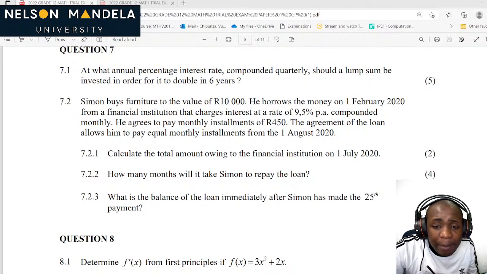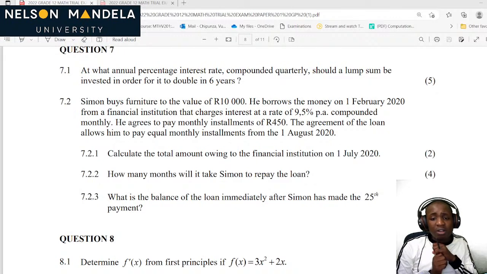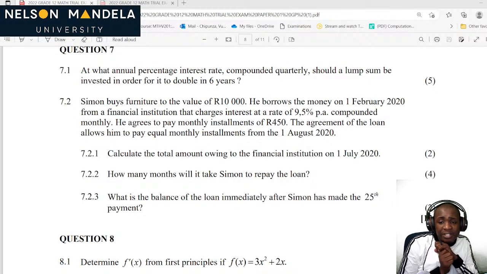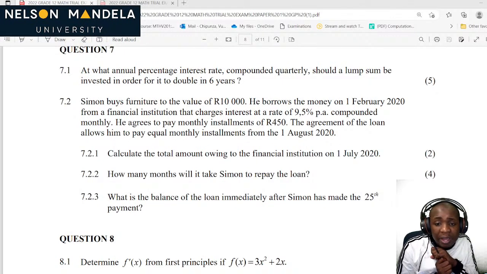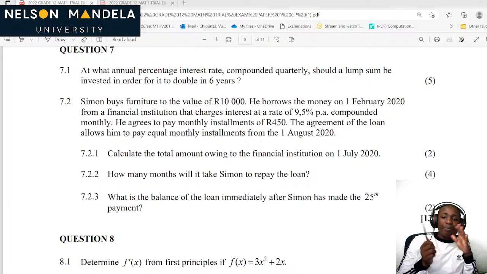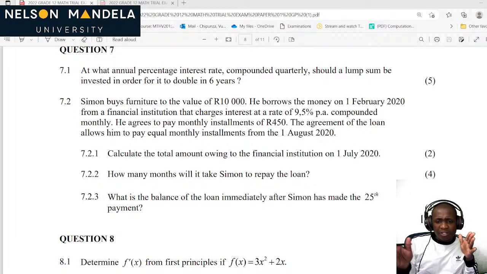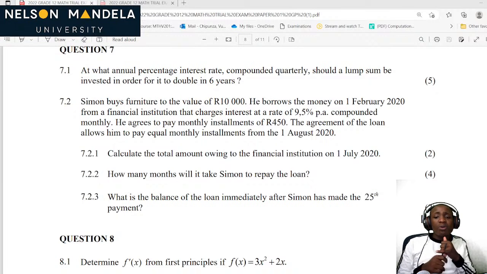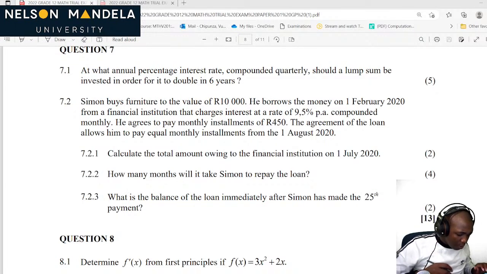Calculate the total amount owing to the financial institution on 1st July of 2020. So he borrowed the money on the 1st of Feb, but he is supposed to pay it from the 1st of August. Between the 1st of Feb and the 1st of July, how much is he already owing? So we are looking at that concept first.